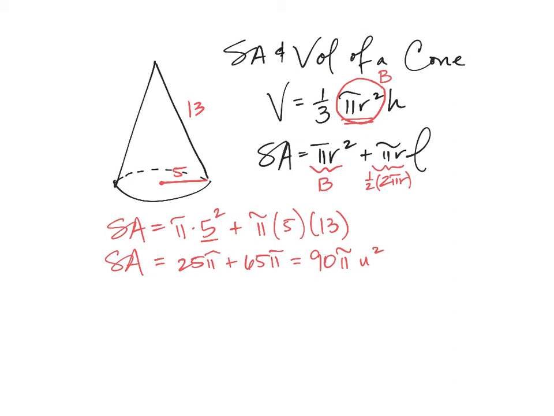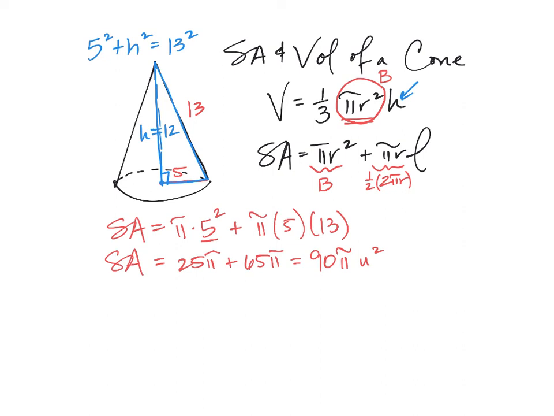Now, to calculate the volume of the cone, I need to find the perpendicular height. That's missing for me. So I'm going to draw that in, and when I do that, I notice that I have a right triangle. And more than just any right triangle, I have a Pythagorean triple. This height right here can be found by doing 5 squared plus h squared equals 13 squared, or it can be found, if you remember those Pythagorean triples, knowing that that would be 12.